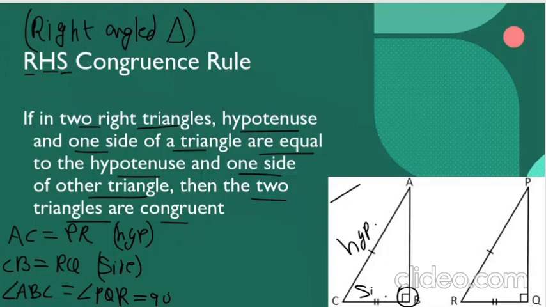So what do I say again? Again I will say that triangle ABC is congruent to triangle PQR. Now by which rule? By the RHS rule.